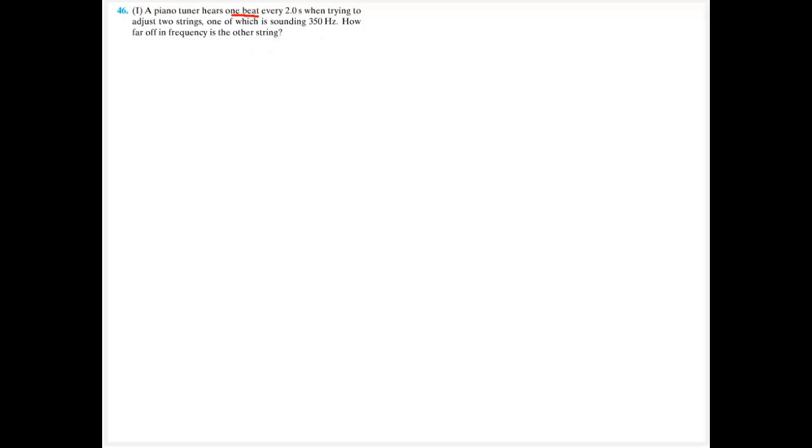Number 46, take a second to read it. A piano tuner is going to hear 1 beat every 2 seconds, so we know that the beat period is 2 seconds, and the frequency of one of the strings is 350 hertz, and I want to know how far off the other string is in frequency.